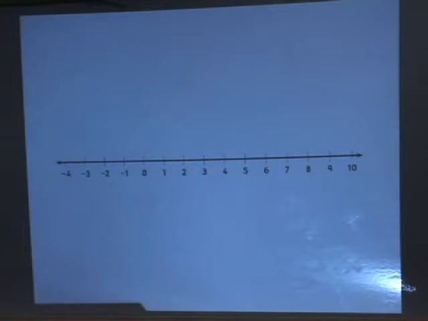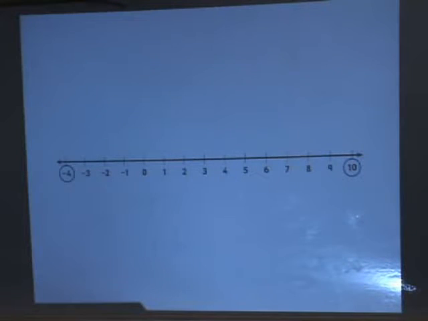That's the starting place. And everything above 0 is positive. So everything to the right is positive, and that shows an increase. And everything to the left of 0, negative. Okay, so we can see that positive 10 is to the right of 0, and it's 10 away from 0.